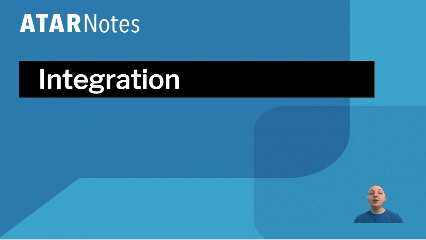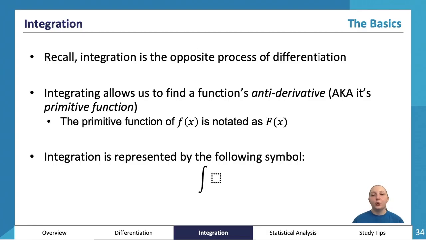So for a lot of you, this may be the first time you're looking at integration. Maybe it isn't, maybe your school's already done it. If it has, then this will be a good refresher, otherwise a good introduction to integration. Integration is the opposite of differentiation because it allows us to find the antiderivative, which is also called the primitive function. For example, the primitive function of little f(x) is big F(x). It's essentially going from the derivative back to the original function. You'll see integration represented by this squiggly S symbol, and then you'd put a function in this box here.